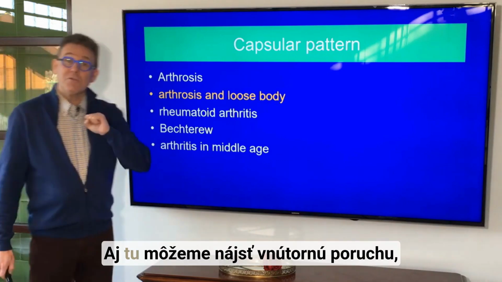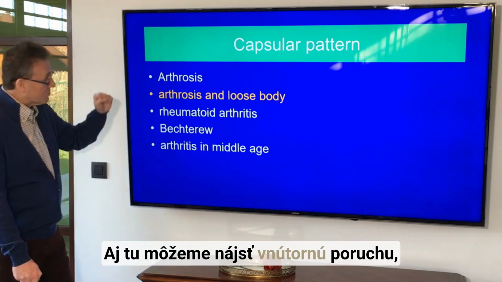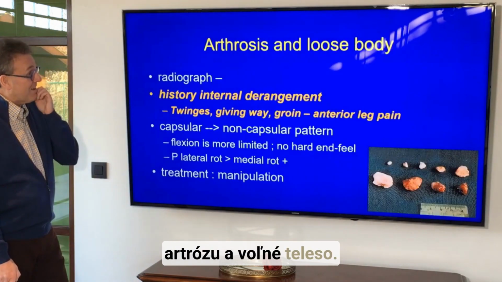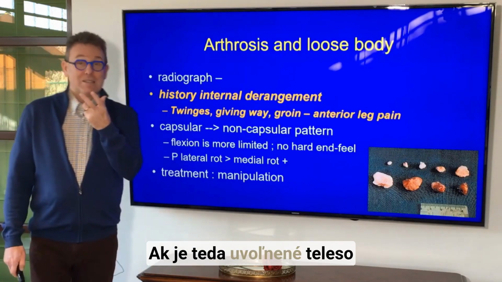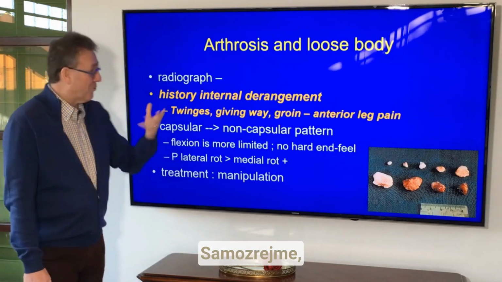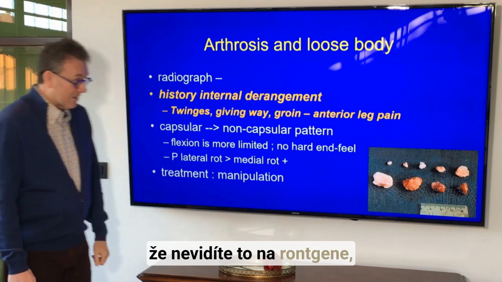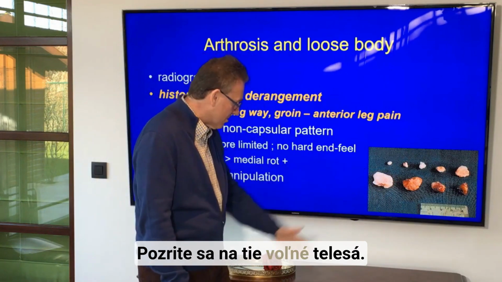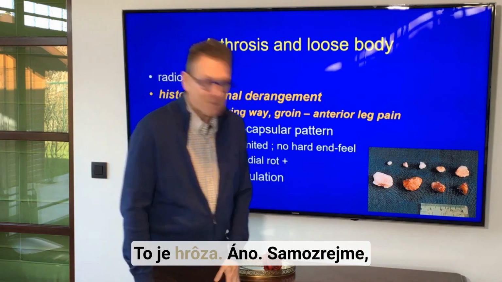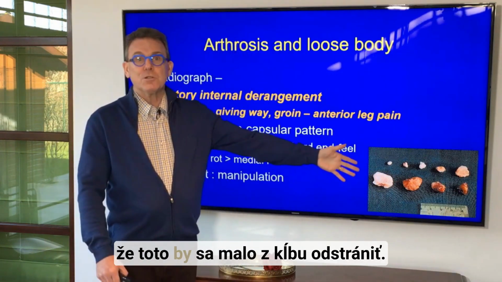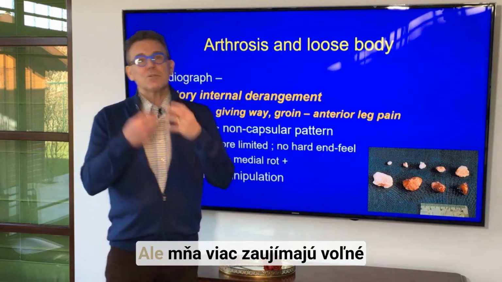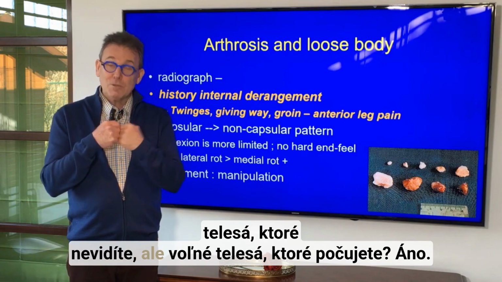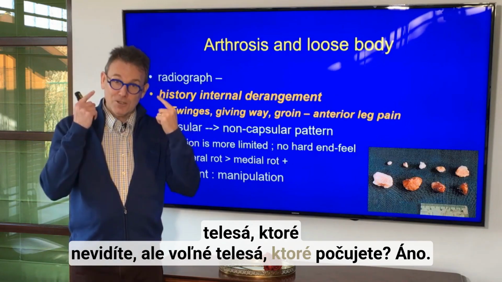Also here we can find an internal derangement, arthrosis and loose body. So if the loose body is a cartilage fragment, of course you don't see it on X-ray. If you find those things, oh, look at those loose bodies, that's horror. Of course this should be removed from the joint. But I'm more interested in the loose bodies you don't see, but the loose bodies you hear.